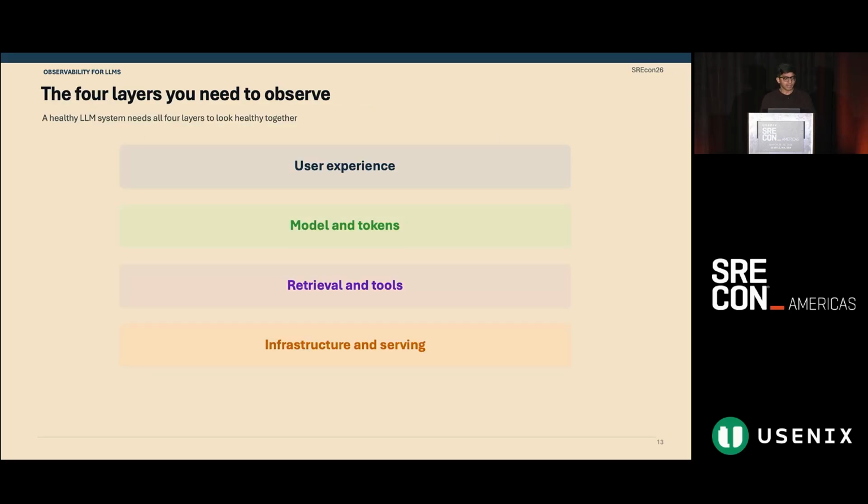So I like to divide the observability of LLM applications into 4 layers. The first is user experience, what the user actually feels. Second is models and tokens: what did the model do and how much work it had to do. Third is retrieval and tools: what context did the application require to build the answer. And lastly, infrastructure and serving: what happened in the underlying hardware while generating the response.